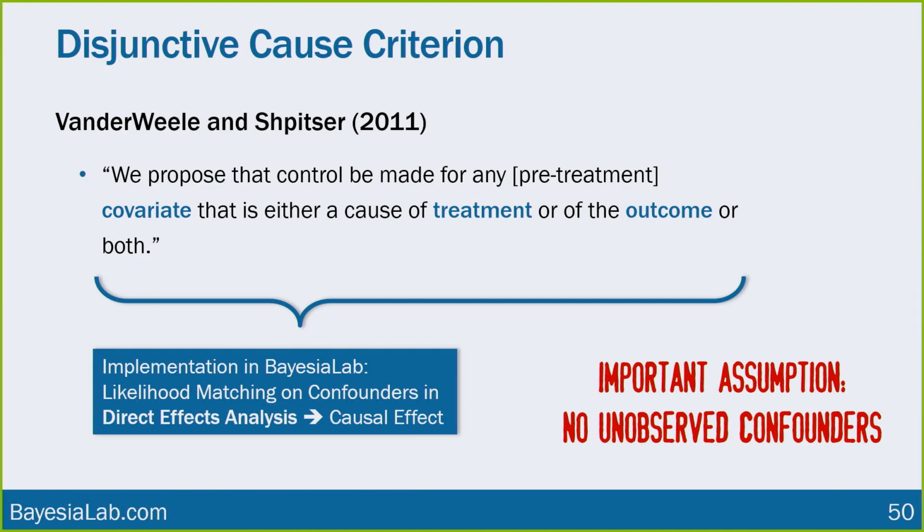This is very important. Anyway, once we have identified the confounders as per this criterion, we can then use our non-causal Bayesian network very easily for causal inference. More specifically, we will use what's called direct effects analysis and likelihood matching. That is very convenient, and one of the reasons why I like Bayesian networks for this approach.